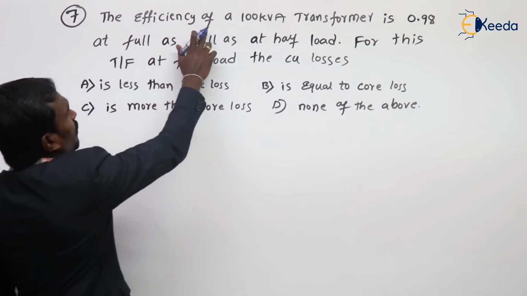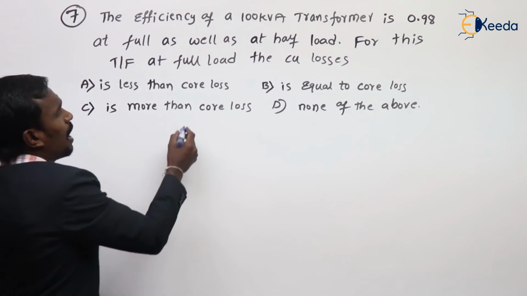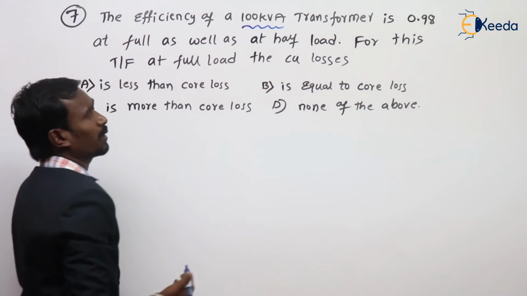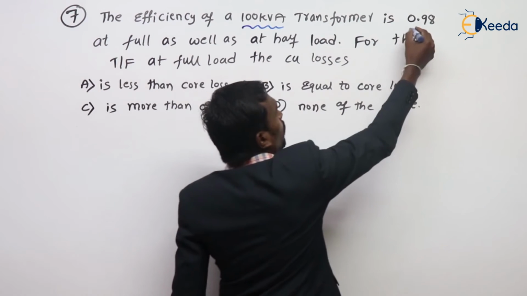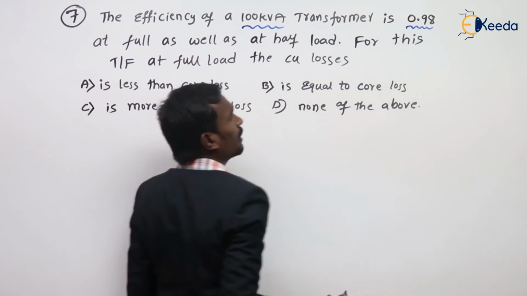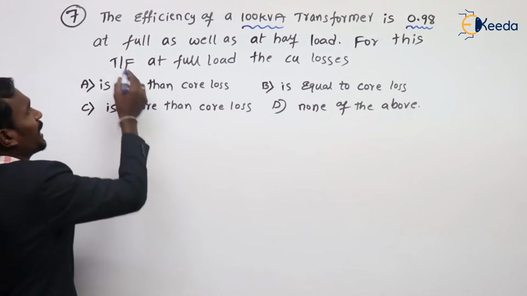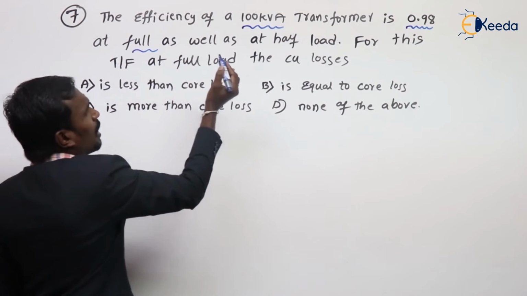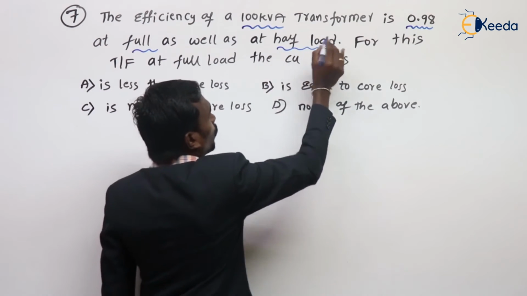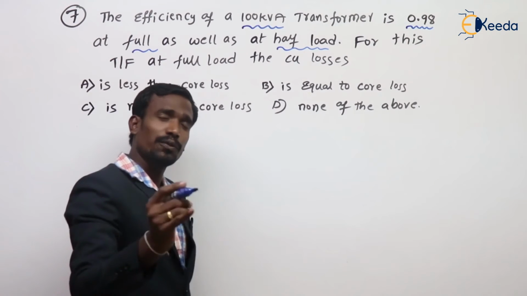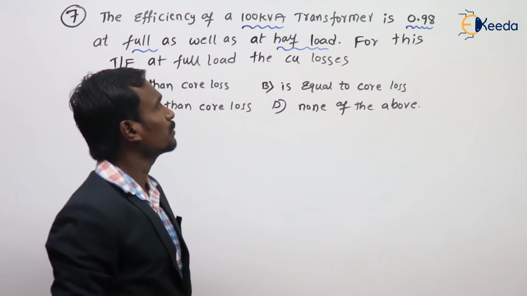Right? See this problem. This is a very important problem on efficiency. The efficiency of a 100 kVA transformer is 0.98. For the 100 kVA transformer, the efficiency is 0.98 at full load as well as at half load. The efficiency of the transformer is 98% at full load as well as at half load.